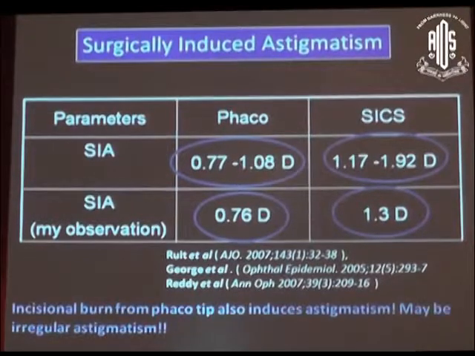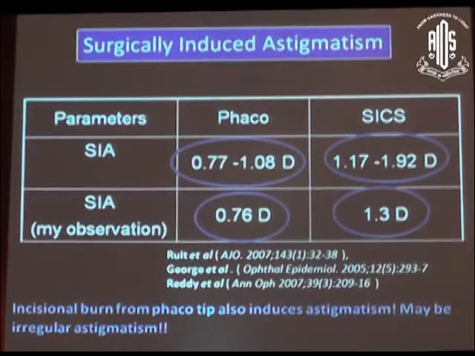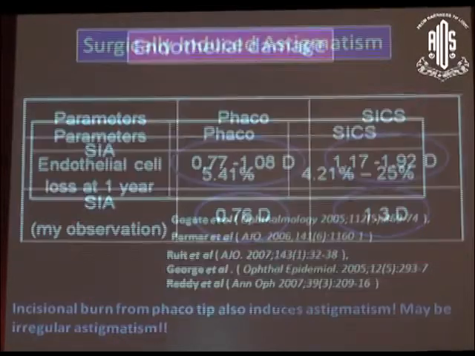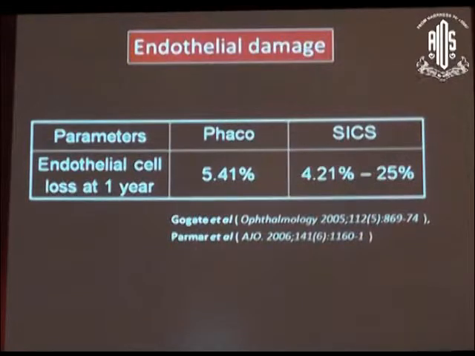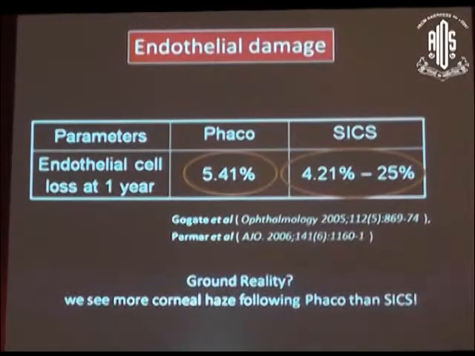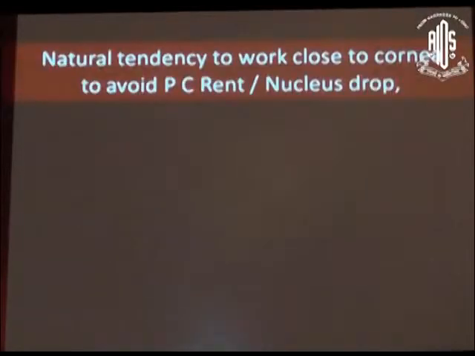That is true. But we should not forget the incisional burn that can occur following the FECO, and that may also contribute to the astigmatism. The endothelial cell damage, as reported in different series, varies from 4 to 25% in SICS and 5% in FECO. But if you look at the ground reality, we see more corneal haze following FECO. If I operate on 10 FECOs, I will see corneal haze in 1 or 2 cases. This may be because of the natural tendency to work close to the cornea when we do phaco, and that is the most important factor that is going to produce corneal haze following phacoemulsification.